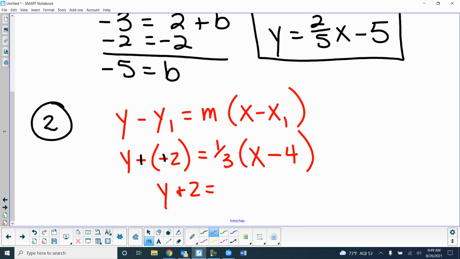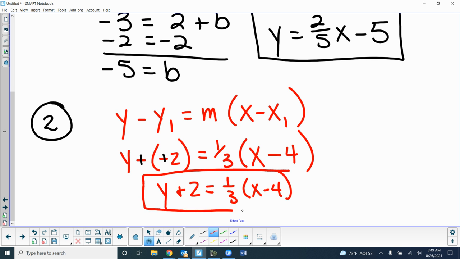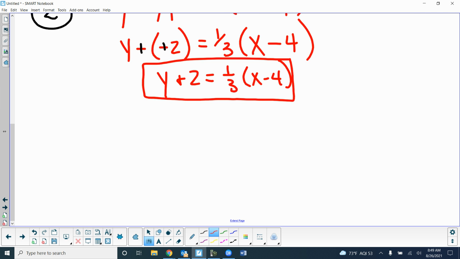So, y plus 2, 1/3 times quantity x minus 4. That's how we did them for practice, so that's what you can do. If you change it to slope-intercept form, you can, but you don't have to. It's not wrong if you do. Questions on that? So again, just pay attention to the details, minus and negative addition.